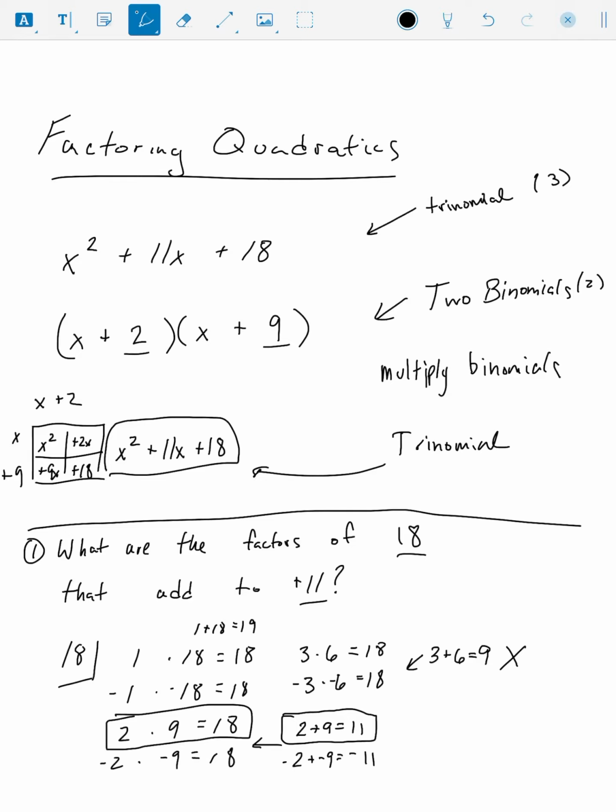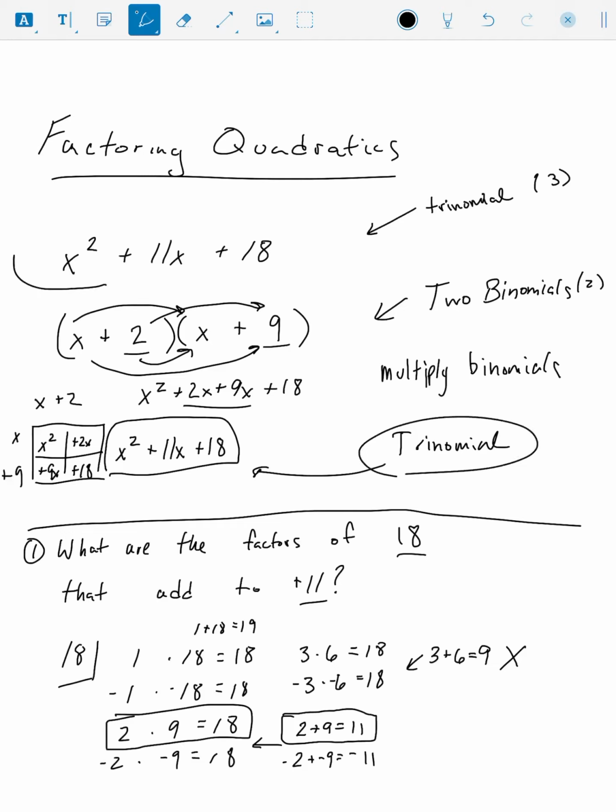If I was to just FOIL this out, first, outer, inner, last, I again would get x squared plus 2x plus 9x plus 18. And when I combine my 2x and 9x, I do get the 11x. So I know I've successfully factored it because I just checked my factorization by multiplying the binomials, and I got my original trinomial that I started with. That's factoring quadratics in a nutshell. Now, why do we do this?